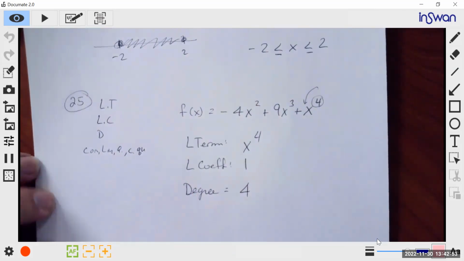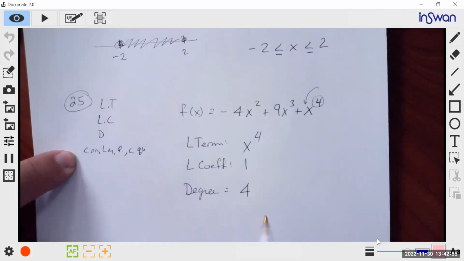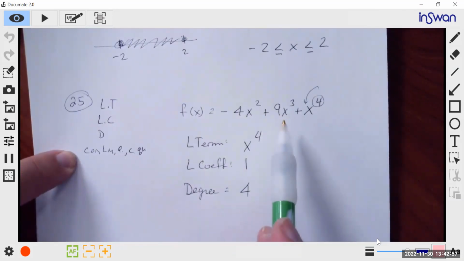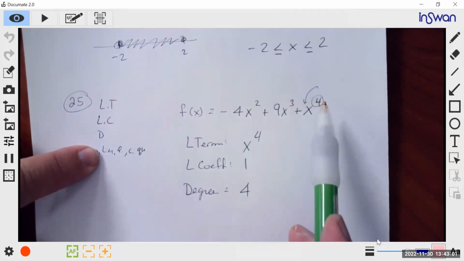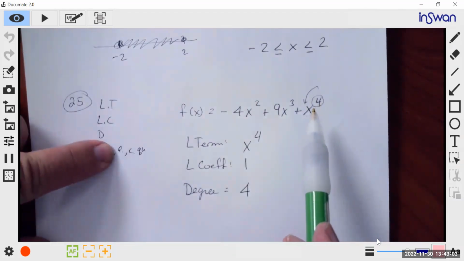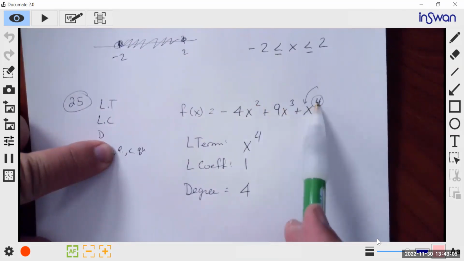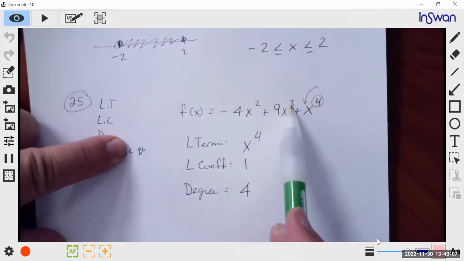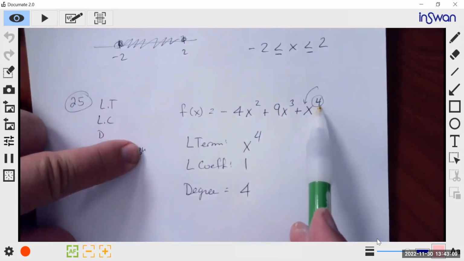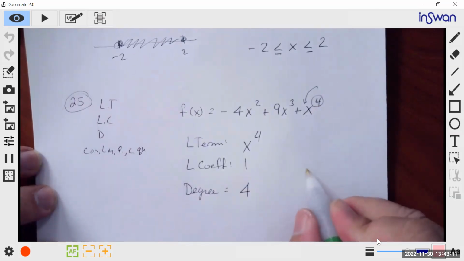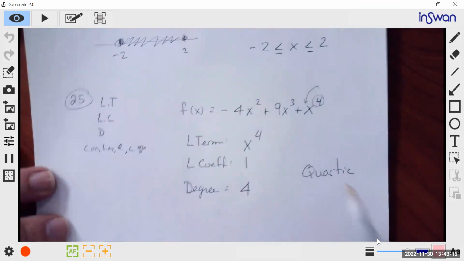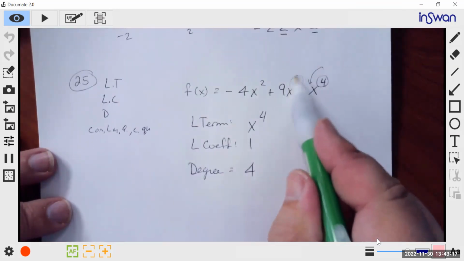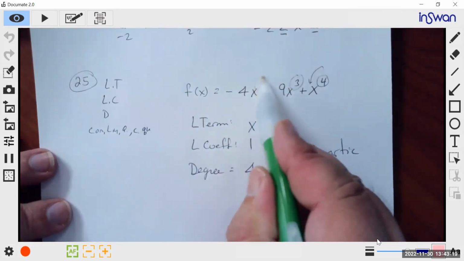And is it a constant function? No, it's got x's. Is it linear? Can't be because it has exponents. Is it quadratic? Yeah, but it's got those bigger ones. It's cubic. It's quartic. So it's quartic. If it's cubic, this is the highest exponent. If it's quadratic, that's the highest.